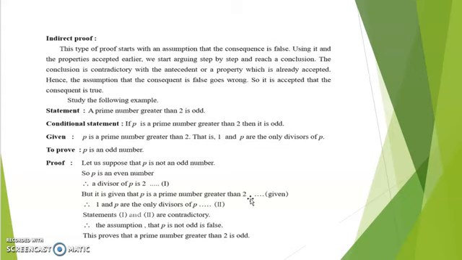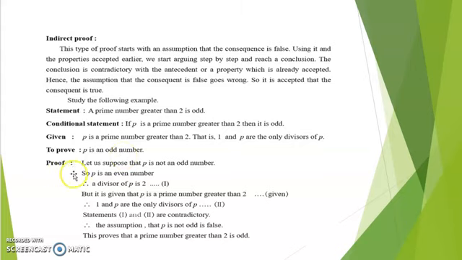Now let us see what all this is with an example. Statement: a prime number greater than 2 is odd. Conditional statement for this: if P is a prime number greater than 2, then it is odd. Given information on the basis of the conditional statement: P is a prime number greater than 2, that is, 1 and P are the only divisors of P. Why do we write this? Because we know that a prime number means its divisors are 1 and the number itself. And what do we have to prove? We have to prove the next part, that P is an odd number.